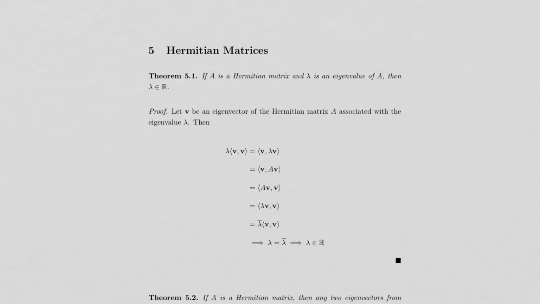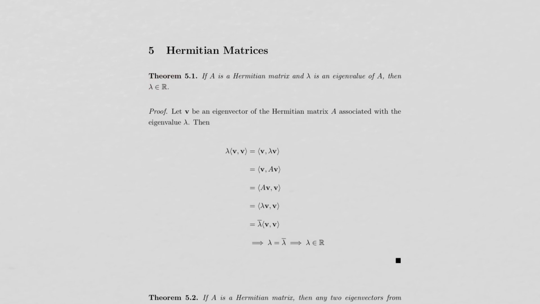All right, we're going to finish up this video with a couple of theorems about Hermitian matrices. These will be really handy later. First, we'll say if A is a Hermitian matrix and lambda is an eigenvalue of A, then lambda is a real number. Remember, in general, lambda is a complex number, but Hermitian matrices have real eigenvalues. That's basically what this theorem says. If A is a Hermitian matrix, all of its eigenvalues are real.